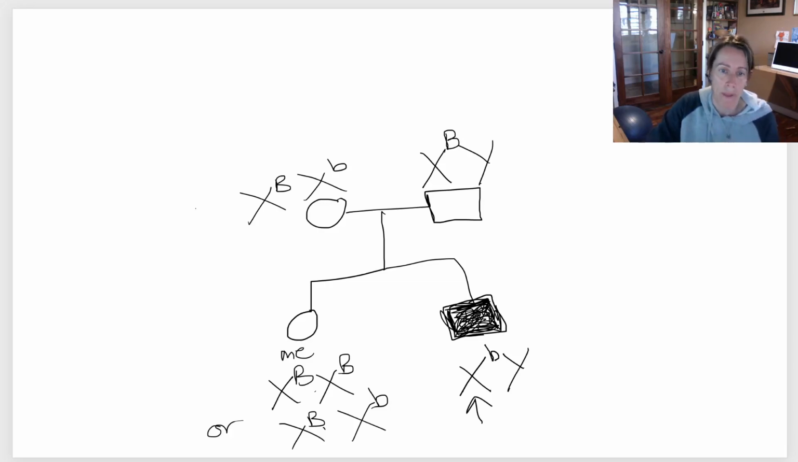Now let's look at me. First of all, female. So what must my dad have given me? For me to be female, he must have given me this, right? So I know I got at least one big B from my dad. What could my mom have given me? Well, she could have given me the big B, or she could have given me her little b. If she gave me the big B, this would be me. If she gave me the little b, this would be me. But either way, I'm going to be able to see colors, which I can.